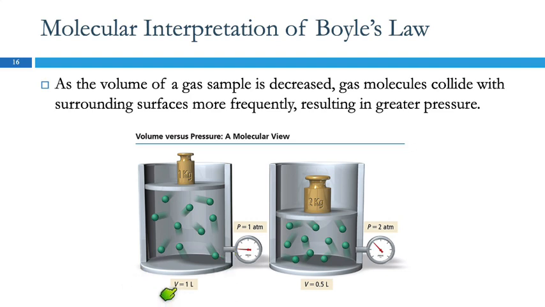Here we've got a gas in a cylinder with a pressure gauge here. Here the volume is equal to 1 liter, and we have 1 atmosphere of pressure. If we press down on the top of this container and make the volume smaller, so here the volume has decreased by a factor of 2, then the pressure increases by a factor of 2. The reason is that these gas particles are now confined to a smaller space. They're still zinging around, bumping into things, but because they're confined to a smaller space, they're going to bump into things more frequently, and so the pressure goes up.